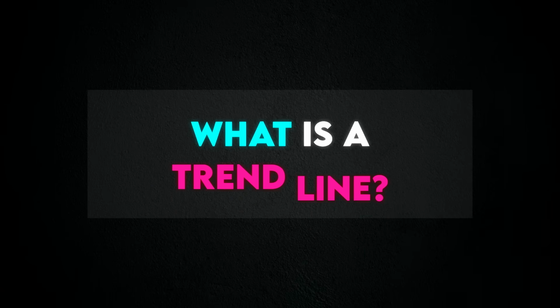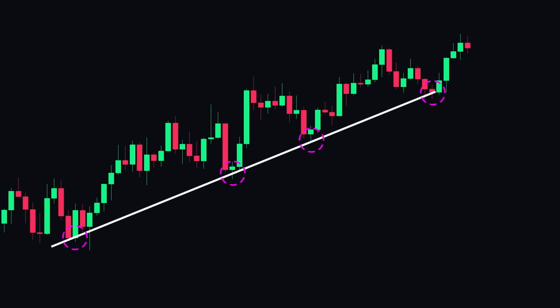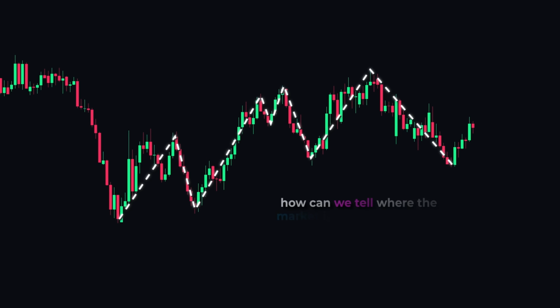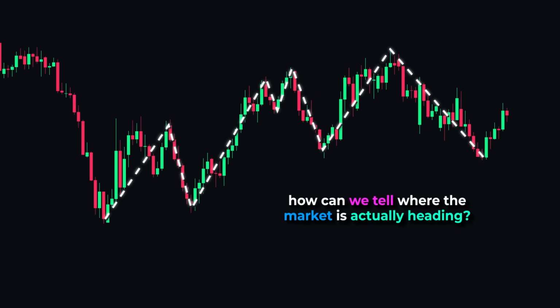First, what is a trend line? A trend line is a straight line drawn on a chart that connects two or more swing points in price. Let's look at an example. In this chart, we can see that price is fluctuating, moving up and down repeatedly. So, with all these movements happening, how can we tell where the market is actually heading? Simple, we draw a trend line.